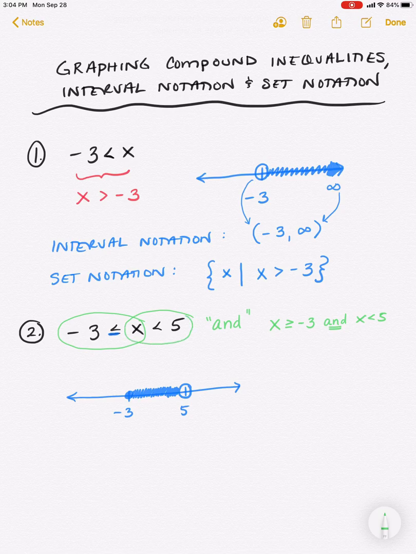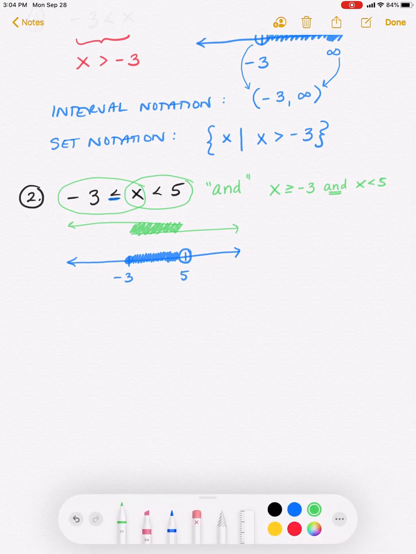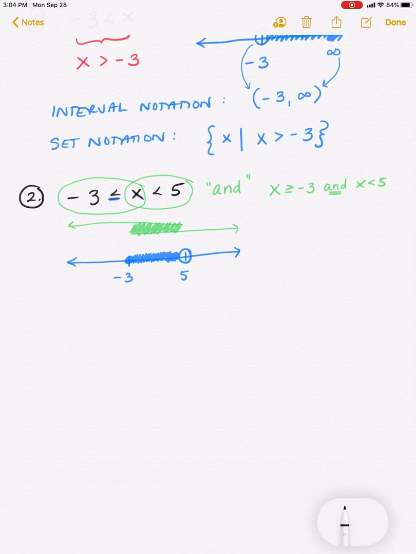And so if we think about this as x being greater than or equal to -3 and x is less than 5, the overlap is how you shade the ands, and so we're going to shade right in here between. So that's the green, which is more like why we shade that way. However, the blue shading is what most students do, and they just shade between the two numbers.